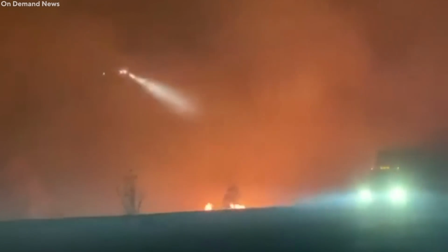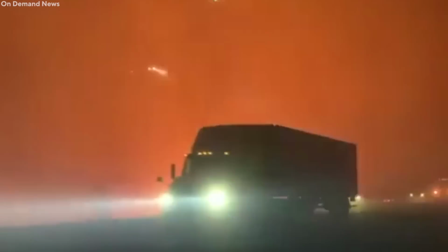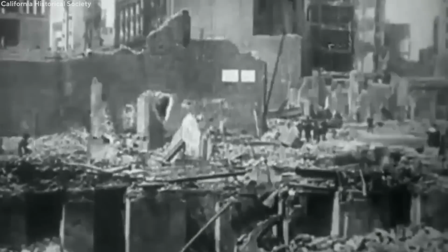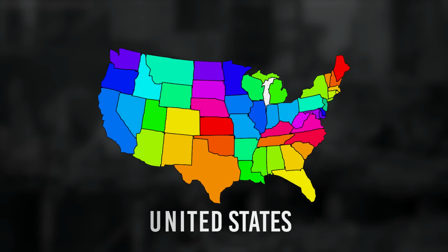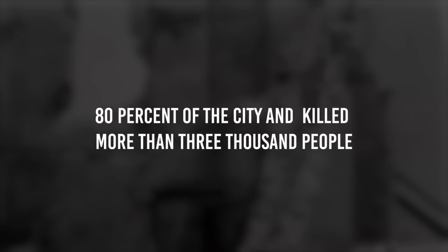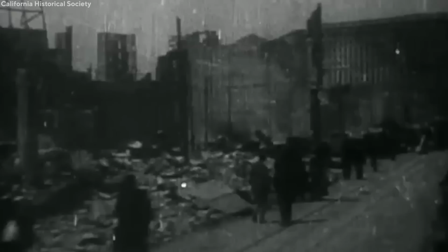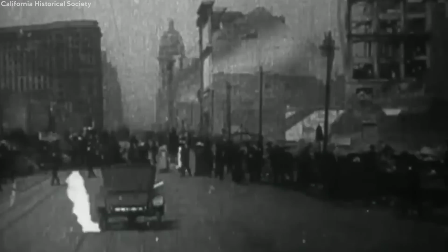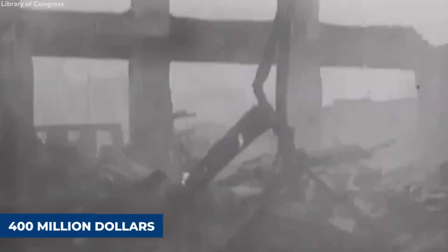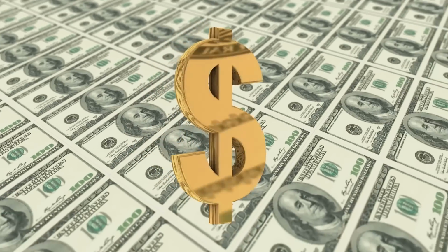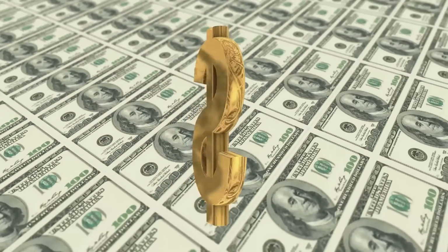Fires broke out soon after the quake, and it took the authorities several days to put them out. It is remembered as one of the deadliest earthquakes in the history of the United States. It destroyed more than 80% of the city and killed more than 3,000 people. The death toll of this event is considered the greatest loss of life from a natural disaster in California. Property losses worth $400 million were suffered by the state in 1906, which amounts to more than $8.5 billion today.